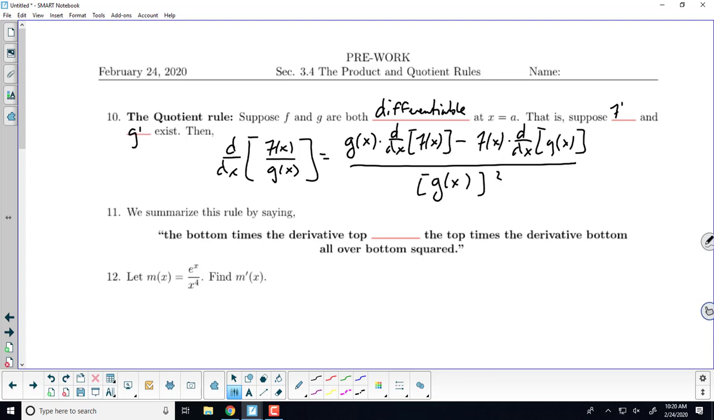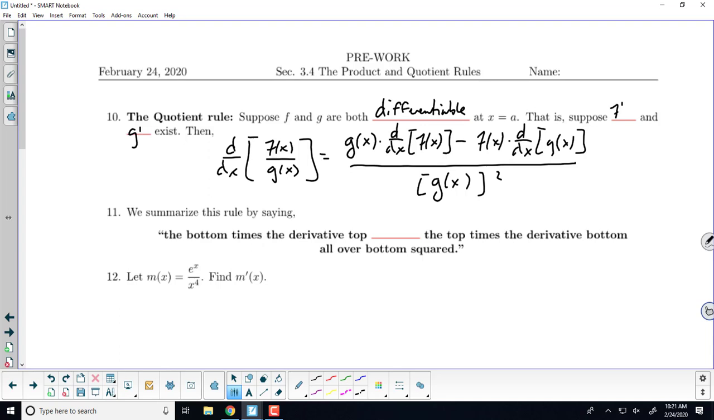For those of you that are curious where this one comes from, I will derive this in a video that you can watch in the post work. I'll actually come up with this rule using the limit definition. But really, if you've got the product rule, what can you do with this g of x? You could rewrite it as g of x to the negative 1 power. And once you've learned a few other rules, we could go ahead and just do the product rule on it and then clean it up. So that's a nice way to see where this one comes from. We'll talk about that in a couple sections.